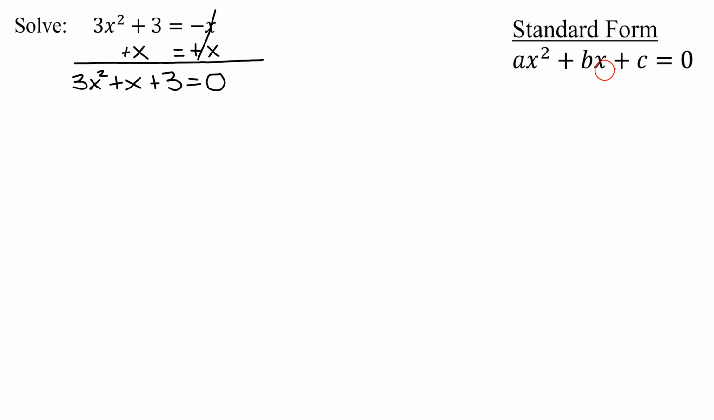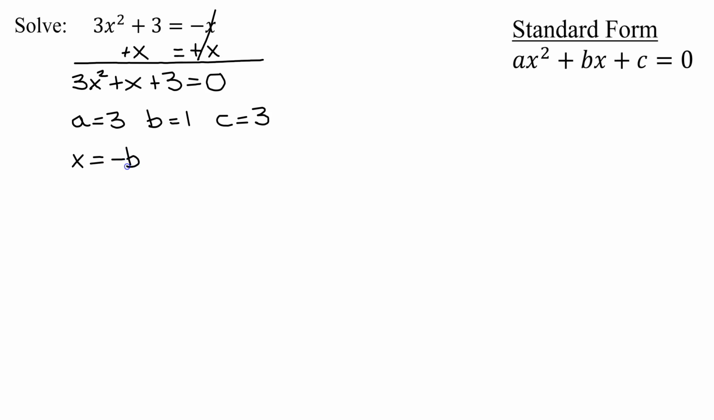Now let's find the values of a, b, and c. A is the coefficient of the x squared term, so a is 3. B is the coefficient of the x term. Well, there's no number there, but what number is there that we're too efficient to write? There's a 1. C is the constant term of 3. I already tried to factor this and it won't factor, so we're going to jump straight in and use the quadratic formula that hopefully all of you have memorized.